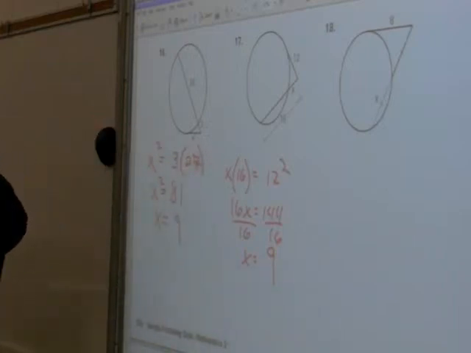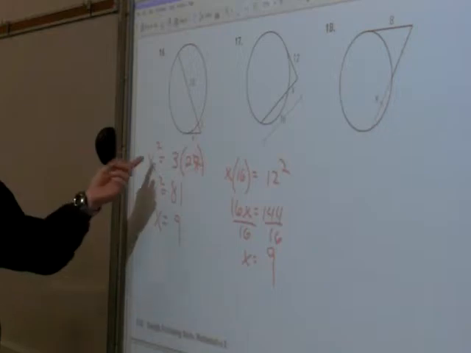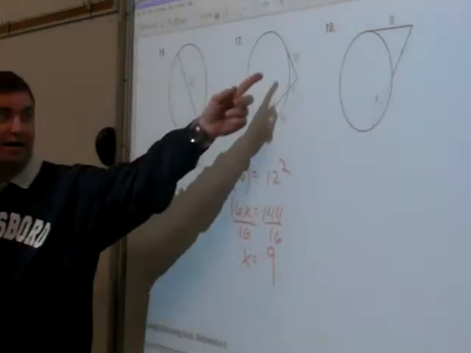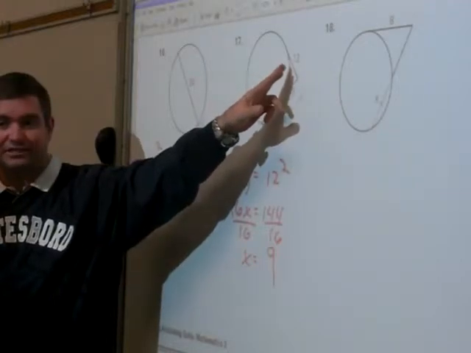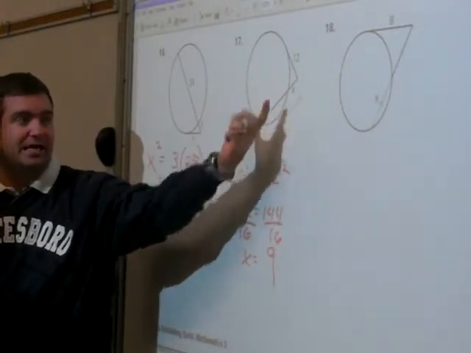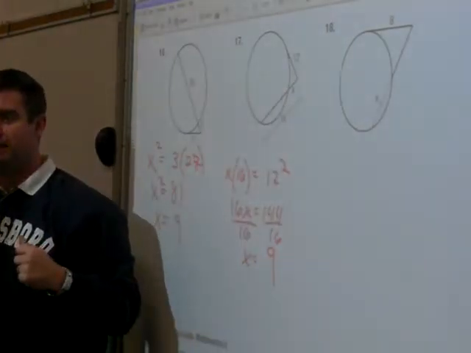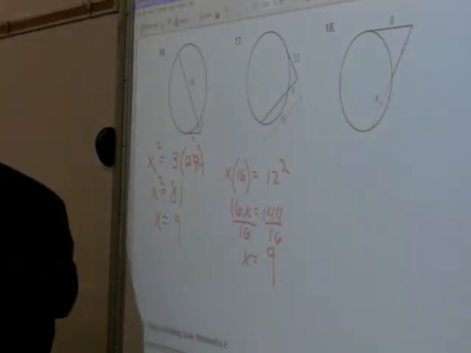What was different about 17? They gave you the tangent, right? The tangent wasn't x. Here I had to square x. Here I had to square the 12. The rule still stays the same. I'm going to square the tangent, equal it to the outside times the total. Okay? Outside times the total.